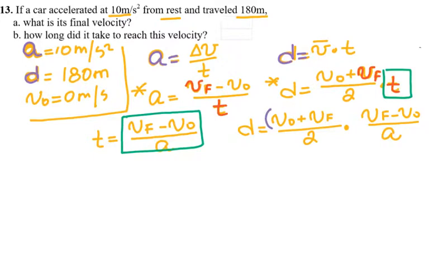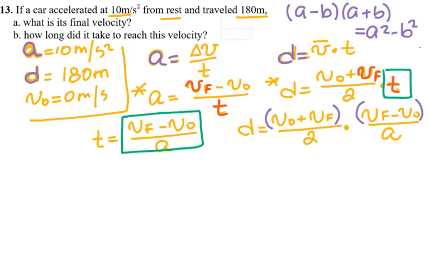I want you to look at this part right here and see how many of you remember this formula. A minus b, a plus b. What is it equal to? A squared minus b squared. It's the difference of two squares. So instead of writing my numerator this way, I can write it's the final velocity squared minus initial velocity squared, divided by 2a. And that is your distance formula with substitution.